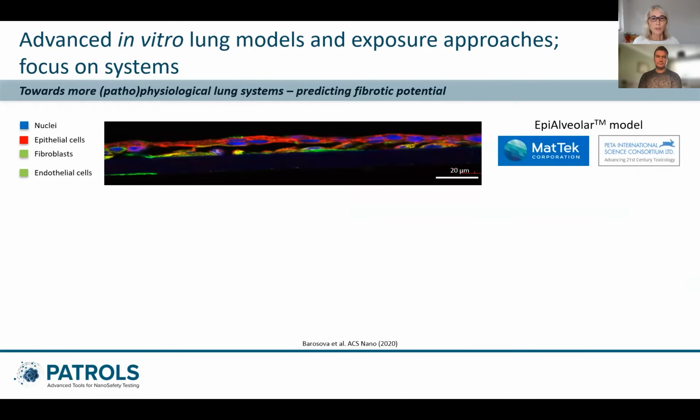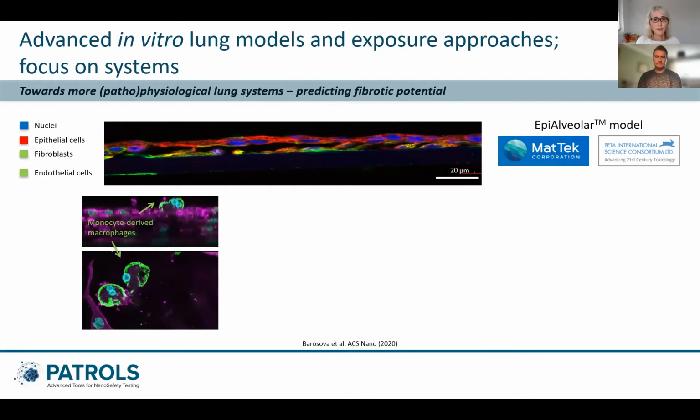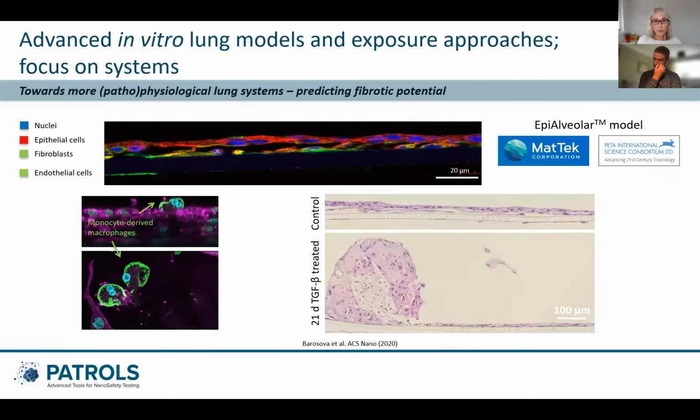Another system which we started to integrate was the EpiAlveolar system, which in my lab has been already developed in collaboration with MatTek Corporation and PETA International Science Consortium. Here we increased the complexity. We used primary epithelial cells, alveolar type 1 cells, fibroblasts and endothelial cells. When the cultures were shipped to our lab in Fribourg, we added macrophages. One of the first tasks was to show that the cell model is responsive to transforming growth factor beta, which can induce a fibrotic phenotype of the cultures.